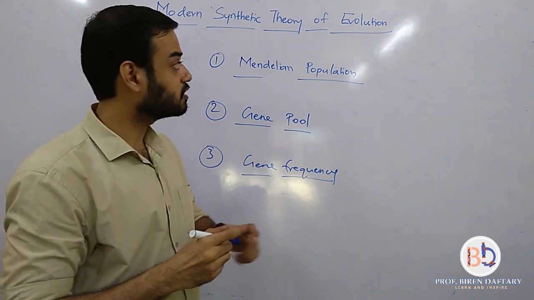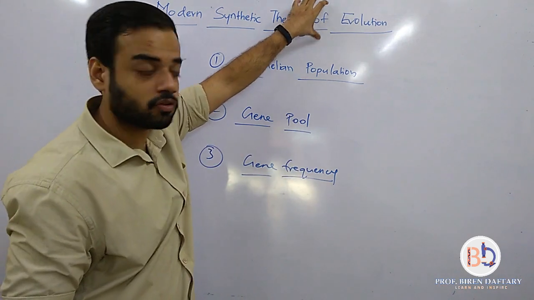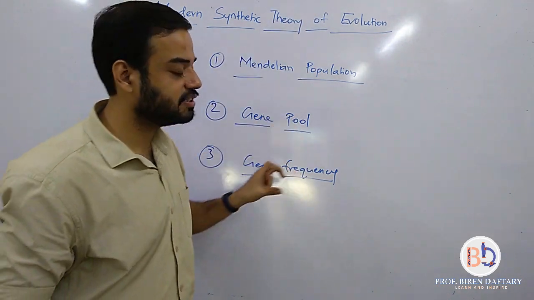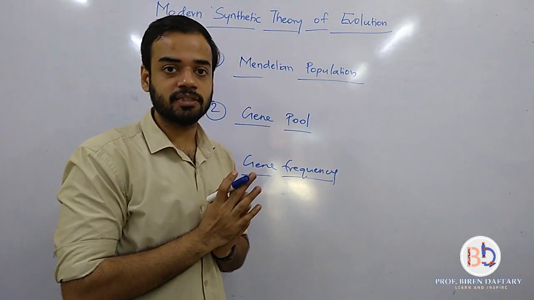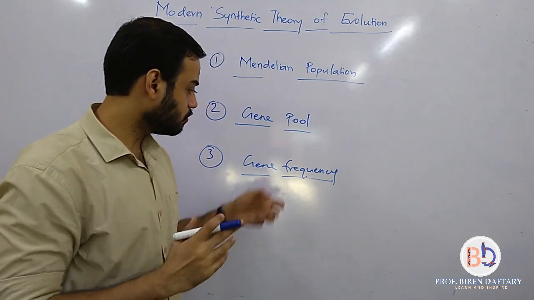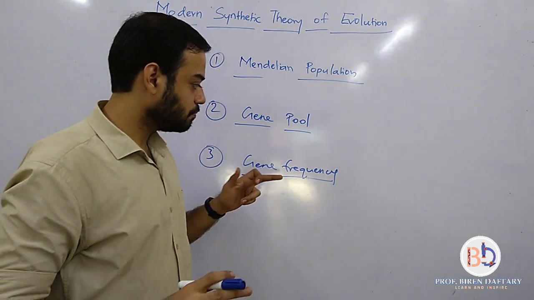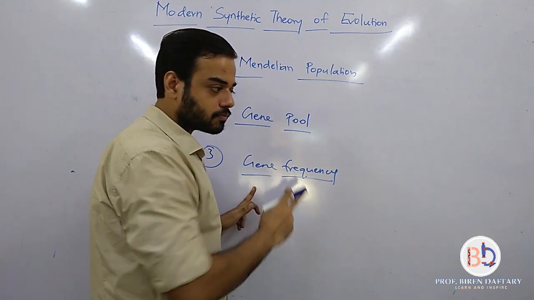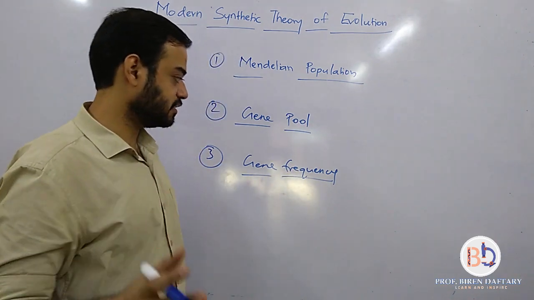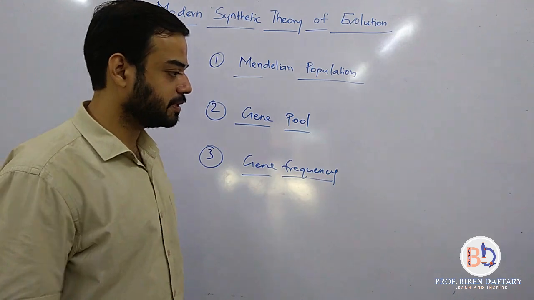We have still not started with this theory. For this theory, you have to understand these three concepts, then we will be starting with the modern synthetic theory of evolution. Okay, now what is gene frequency? Many people get confused over here, so I am going to give you an example which will make you understand this theory better.